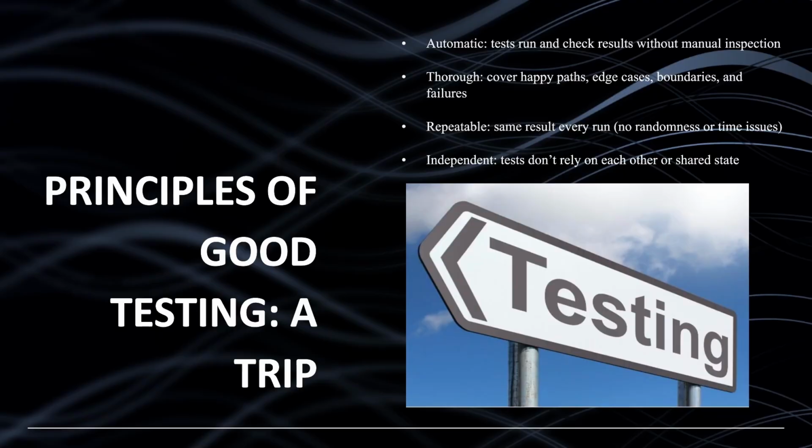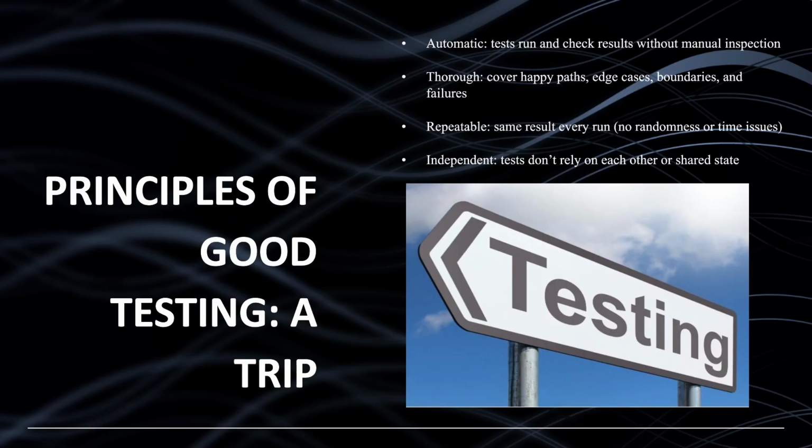Alright, now let's talk about the A-TRIP principles. This is a great checklist for writing high quality tests. A stands for automatic. Tests should run automatically, and the pass or fail result should be automatic. You shouldn't have to print something and manually check it. T stands for thorough. Thorough tests cover happy paths, edge cases, boundaries, and failure scenarios. A happy path is the normal expected use case. An edge case is something unusual, like an empty string or a maximum value.